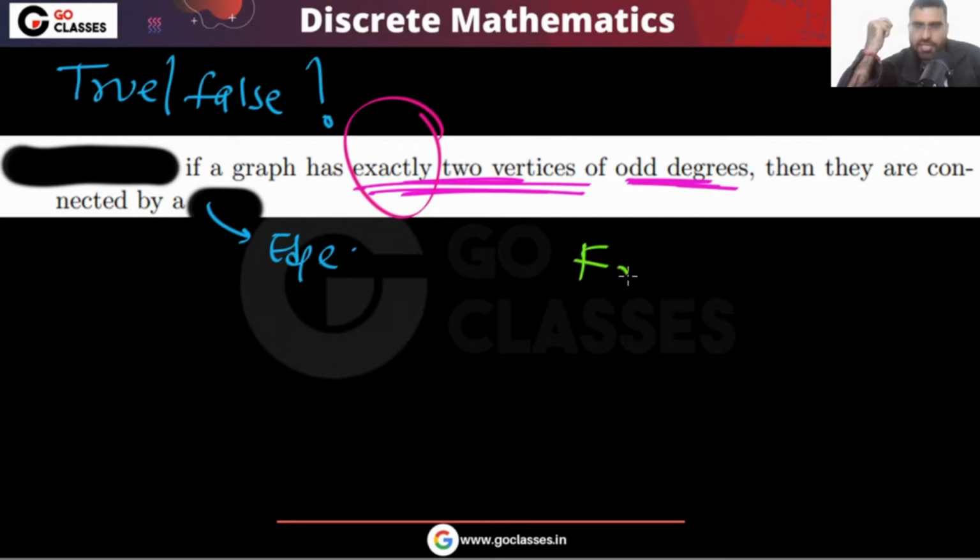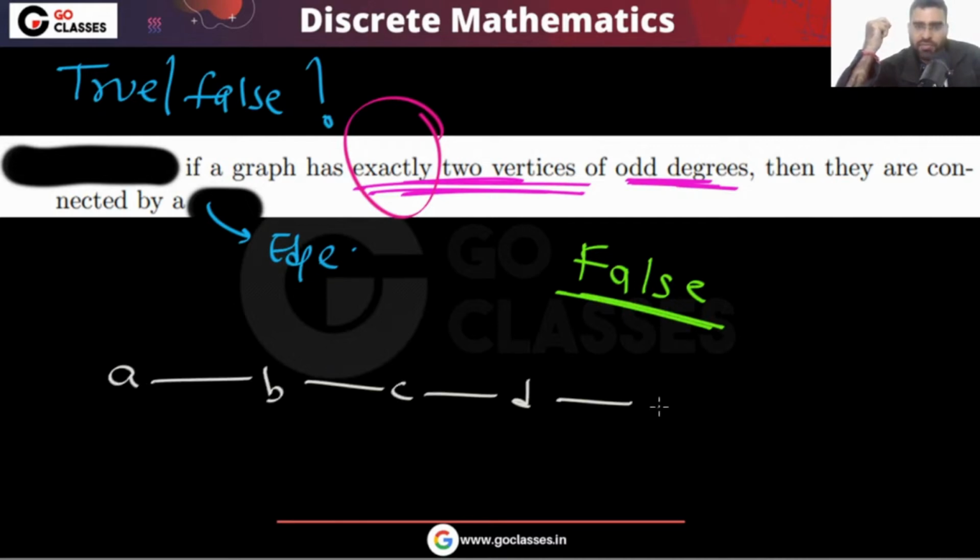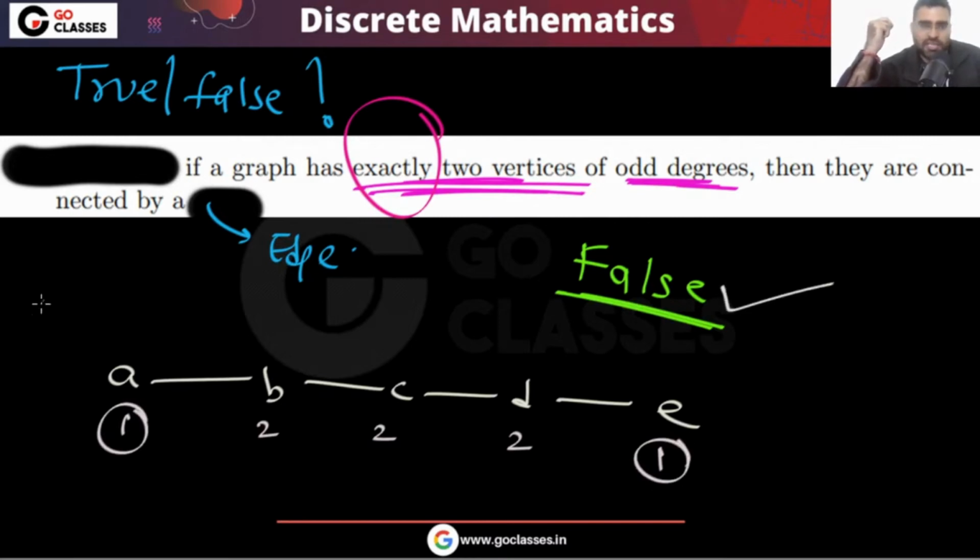This statement is false. There is a very easy counterexample you can give. Like here you can notice this is an odd degree vertex, even degree, even degree, even degree, odd degree. So you can notice an odd degree vertex, an odd degree vertex. So this statement is definitely false. You can easily see this is the counterexample.